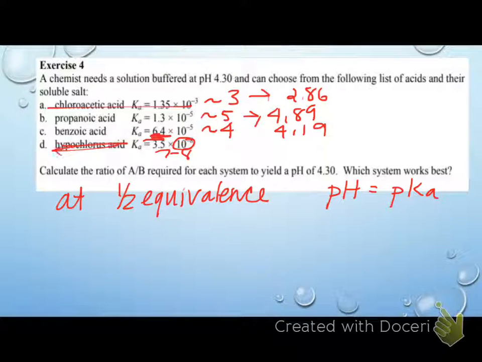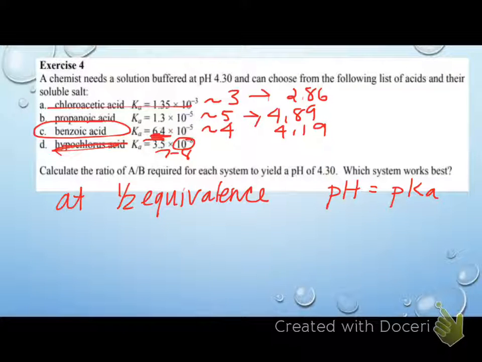So for sure, they didn't even spell hypochlorous right. That can't be right. So those are our two close choices. Which one of those is closest? Which one do we choose for a buffer of 4.3? Benzoic acid. So we're going to go with that. It says to calculate the A to HA ratio for each system, but we're not going to waste our time because we know the other ones aren't going to work.